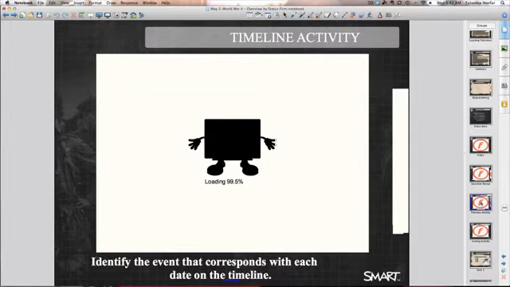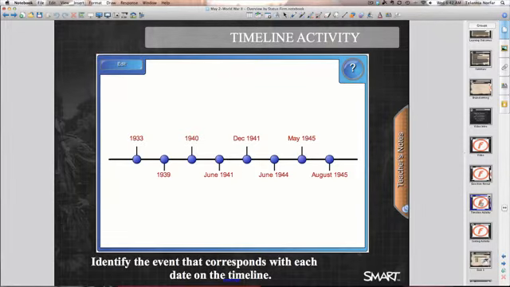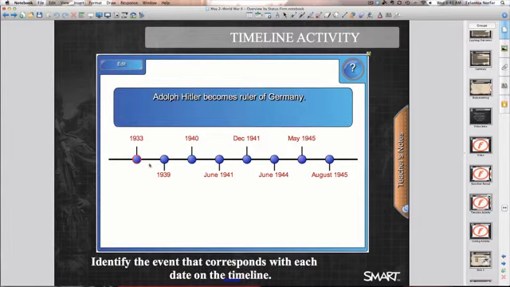Okay. You want to try to identify the event that corresponds with each date on this timeline. Again, discuss as a class before you actually click on the year to reveal what the real event was. Unpause the video when you're done if you're going to use the complete notebook file. Otherwise, you can follow along with me to reveal the activity. Good job if you said Adolf Hitler becomes ruler of Germany. Again, pause the video and discuss each year before revealing the answer.